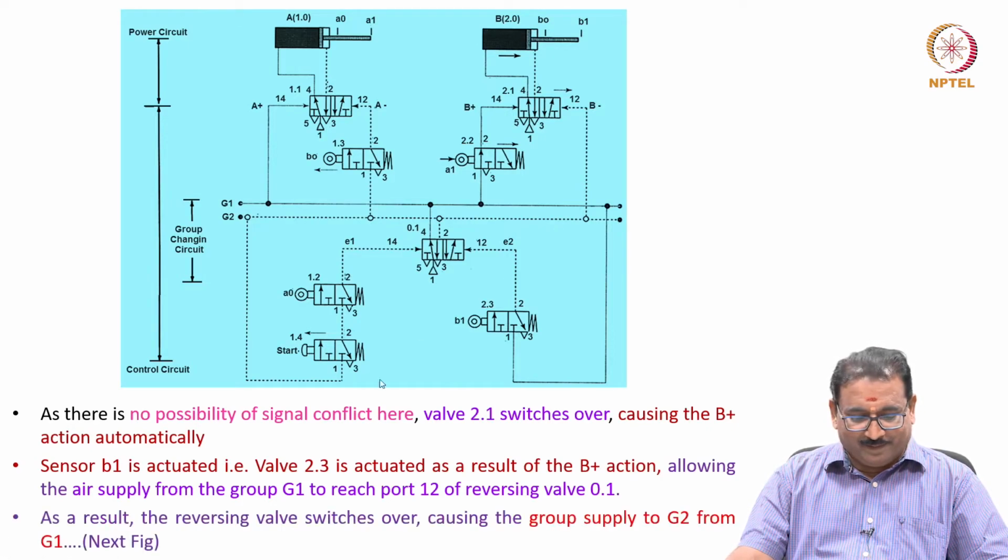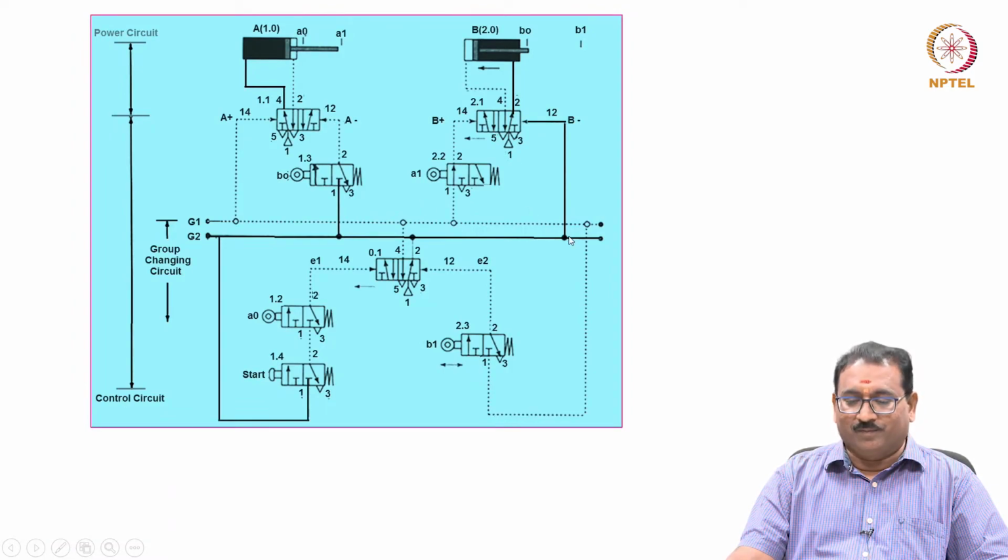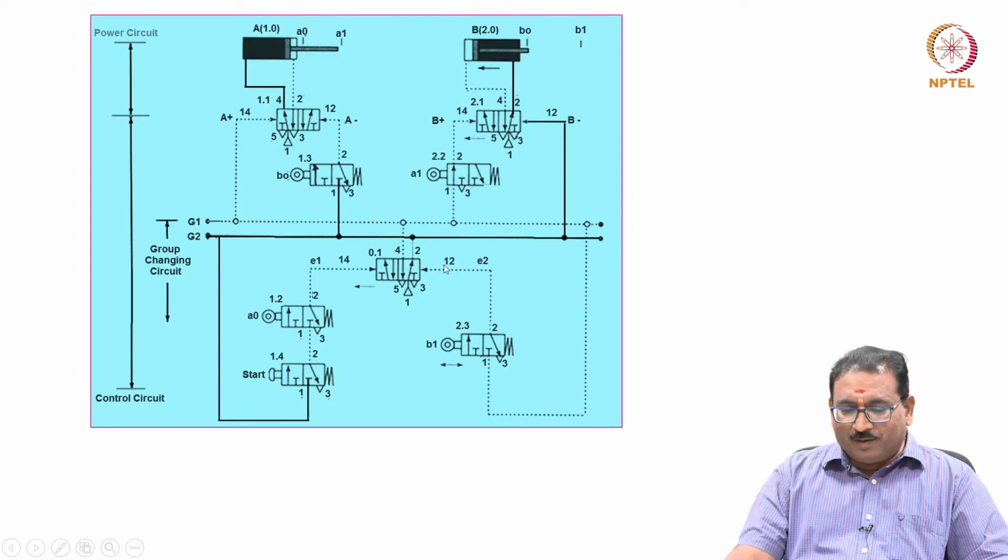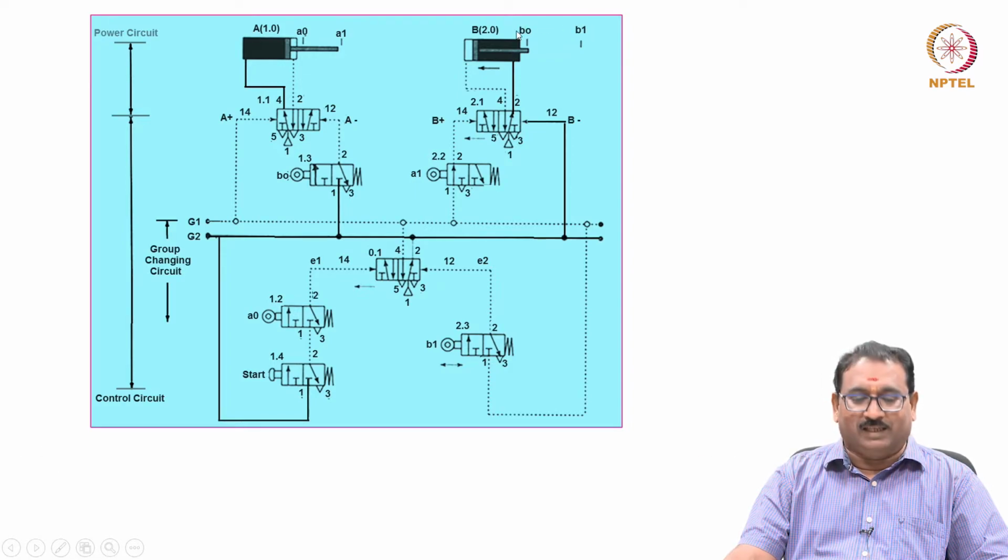Remember, as a result, the reversing valve switches over, causing the group supply to G2 from G1, like this. See here now. Now what happened here? Then port 12 of 2.1 is receiving the signal. Then you will see here, this is cut off, correct? What was previously receiving G1 is now cut off because of the changeover. Then what happens? B will retract very easily, correct?